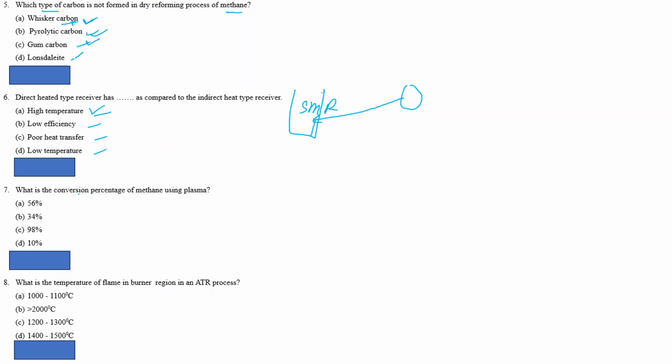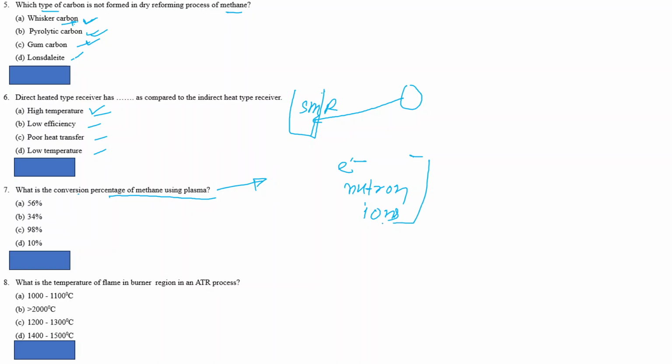Next, what is the conversion percentage of the methane using plasma? Plasma has a very high efficiency, 98%. Always remember 98%. Plasma has a very high efficiency. What does plasma consist of? I have told you, plasma consists of electron, proton, neutron, and another one is the ion.